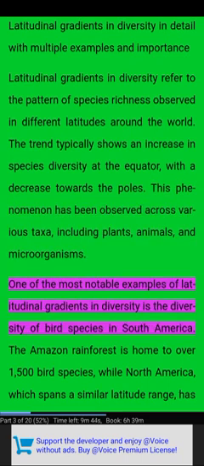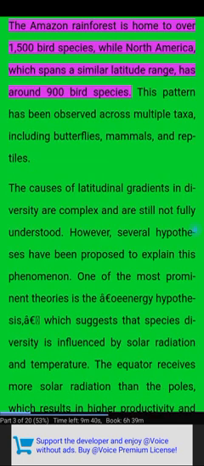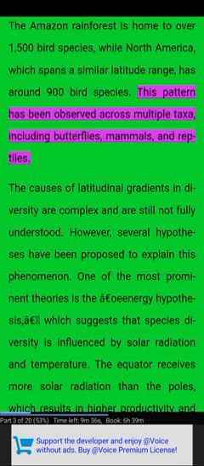One of the most notable examples of latitudinal gradients in diversity is the diversity of bird species in South America. The Amazon rainforest is home to over 1,500 bird species, while North America, which spans a similar latitude range, has around 900 bird species. This pattern has been observed across multiple taxa, including butterflies, mammals, and reptiles.